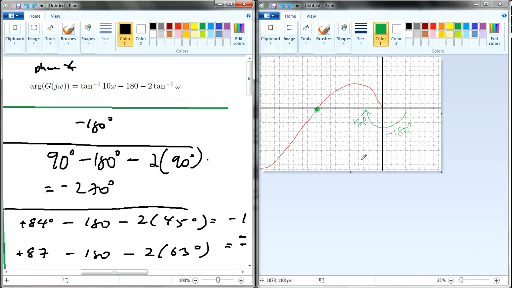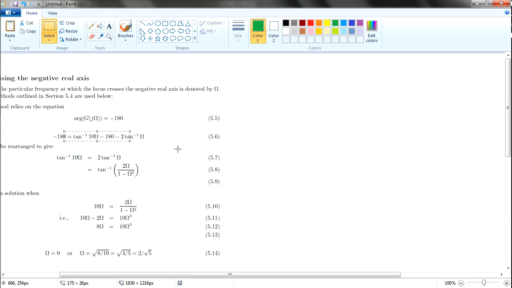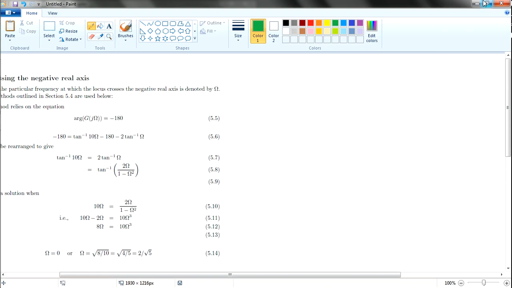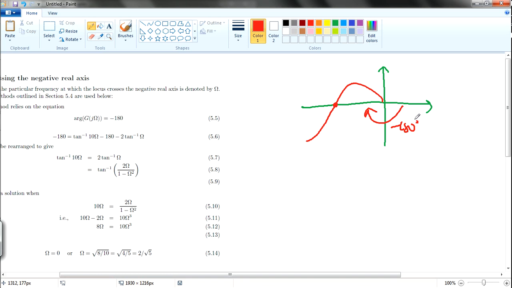Next, we're going to use this phase angle equation and the position of where we are. If you remember, I deleted the picture, so let's redraw. Imagine this is the root locus, and this is the point that touches this real axis. So this is negative 180 degrees. With this and this equation, we can work out the following.